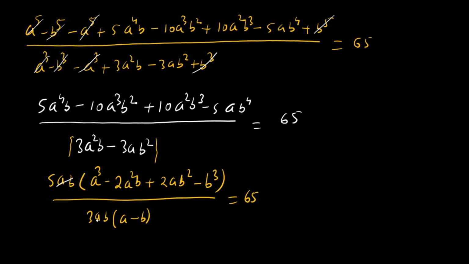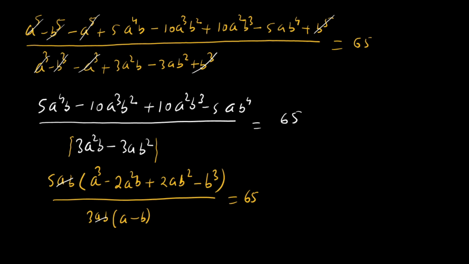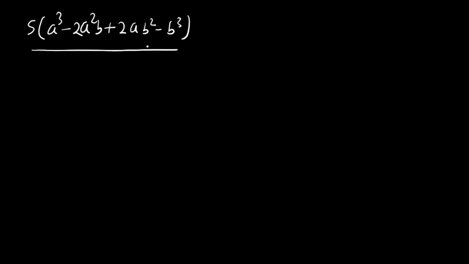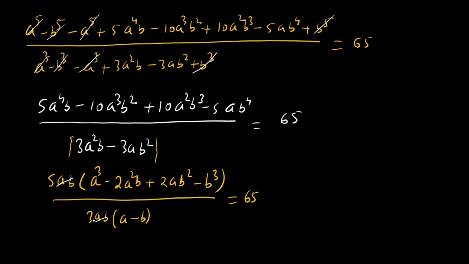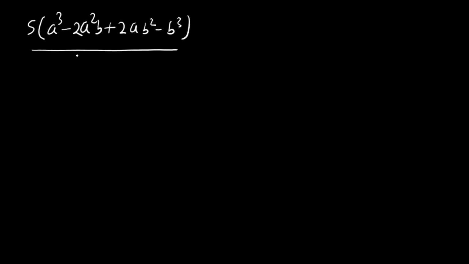This ab and this ab cancel out, then 5 times (a^3 − 2a^2 b + 2ab^2 − b^3), divided by 3 times (a − b), this is equal to 65.